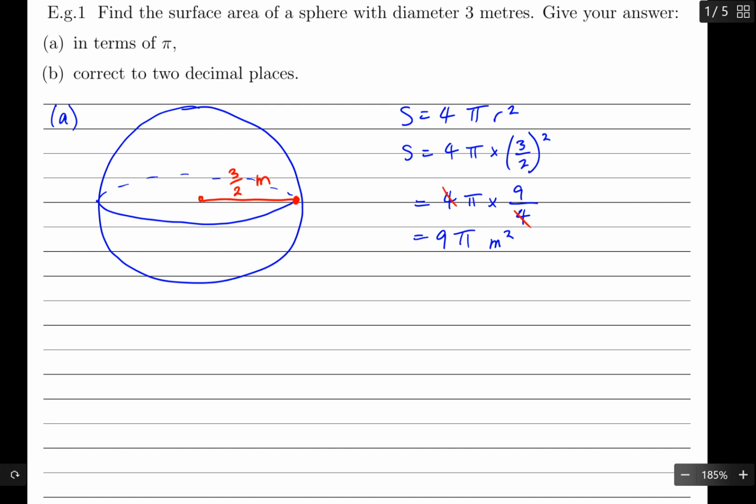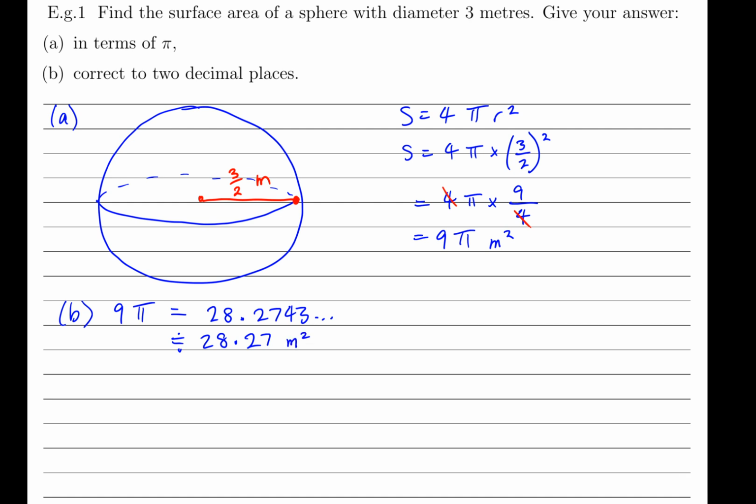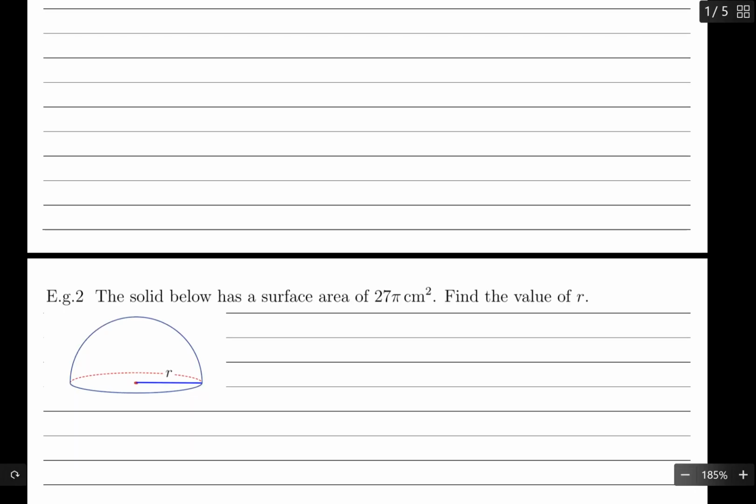For part B, to calculate it to 2 decimal places, all we need to do is pick up our calculators and figure out what 9 times pi is. Now, if you do that, it's going to work out to be 28.2743, something or other. And when you round that to 2 decimal places, you get 28.27, and your units here are going to be meters squared. All right? So, moving on, example 2.